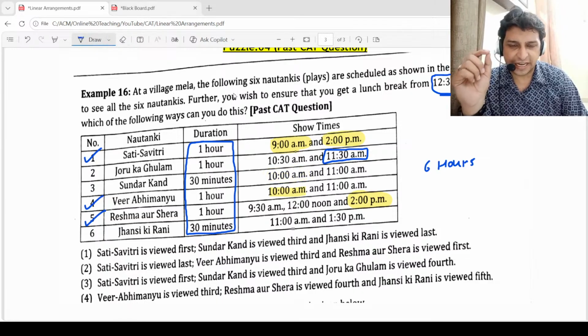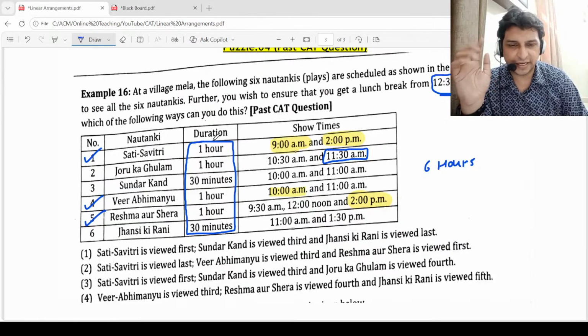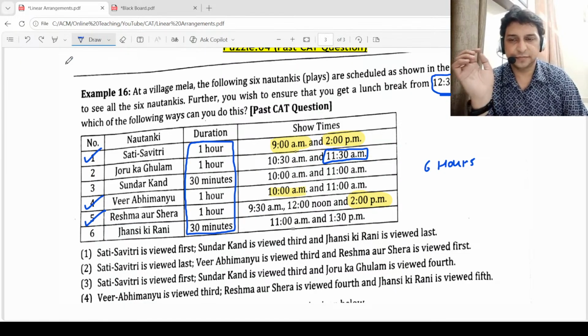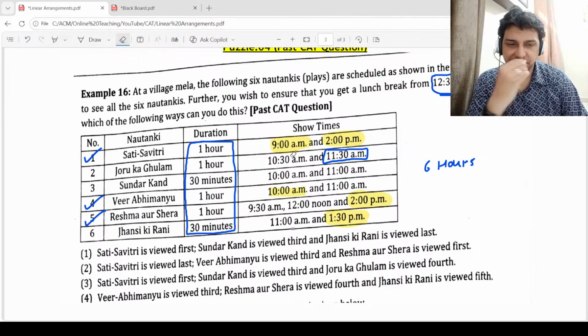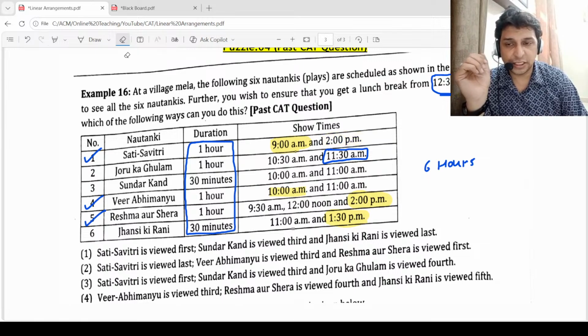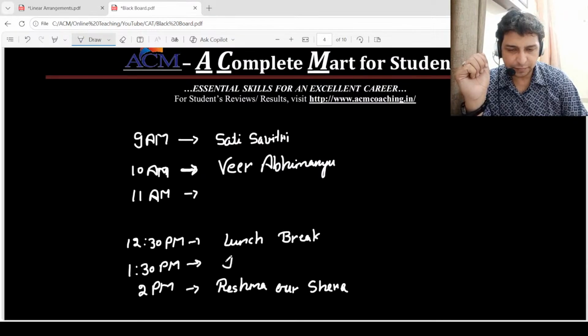Now another thing which I have in front of me is 1:30 p.m. for half an hour. Now what will be watched at that time? At 1:30 p.m. I have only one option, that is Jhansi Ki Rani. There is no other option I have, because that is a 30-minute show, right? And I'll be free at 2 o'clock. So at 1:30 I'll watch Jhansi Ki Rani.